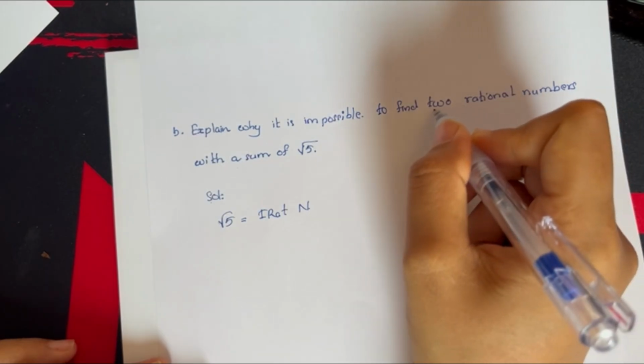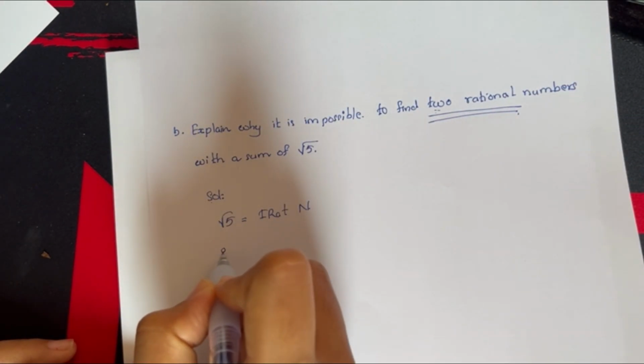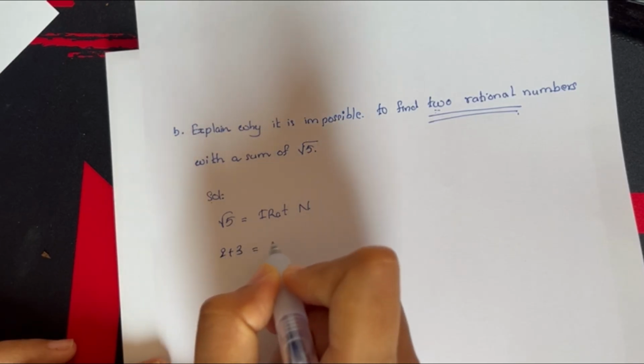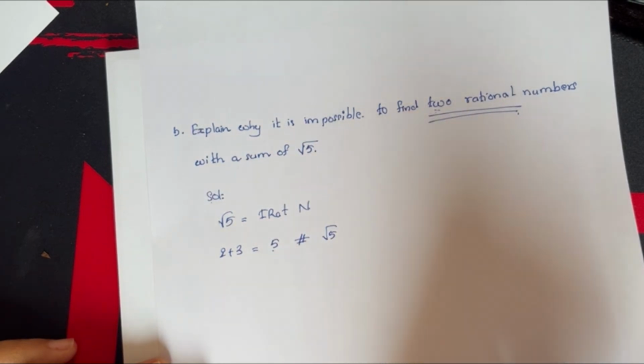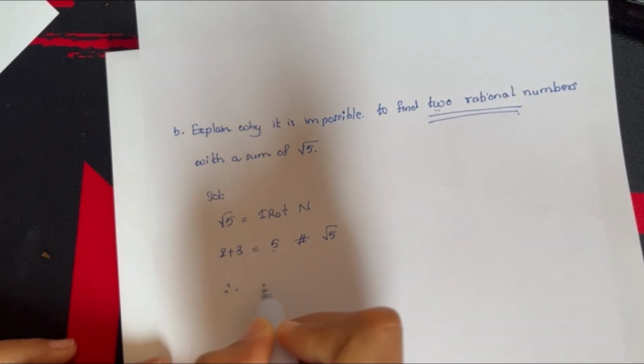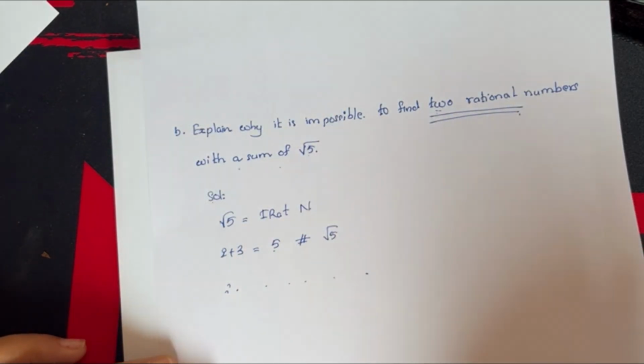But here we have two rational numbers. If we add two rational numbers, 2 plus 3 is equal to 5. That's not equal to root 5. So it is impossible to find two rational numbers with a sum of root 5.